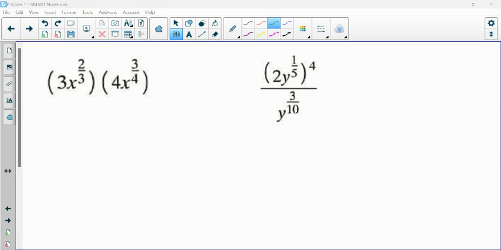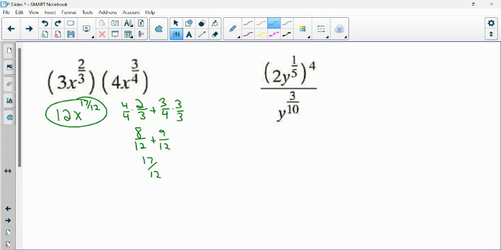All right, so what do I have to do with the 3 and the 4 here? Multiply them. So you should get 12 as your regular number. What do we have to do with the 2/3 and the 3/4? Got to add them. Again, we need a common denominator, so what do I have to multiply top and bottom of the first fraction by? 4. Multiply top and bottom of the second fraction by 3. So we get 8/12 plus 9/12, which would be 17/12. And that can't be reduced. So that should be your answer. 12x to the 17/12.